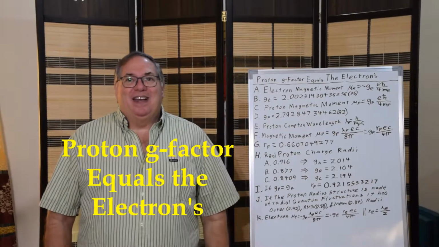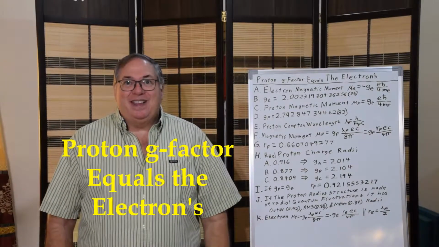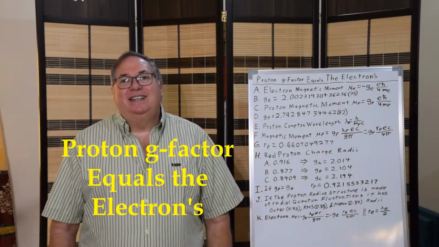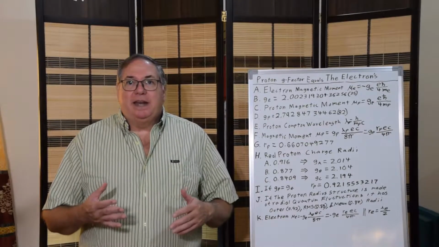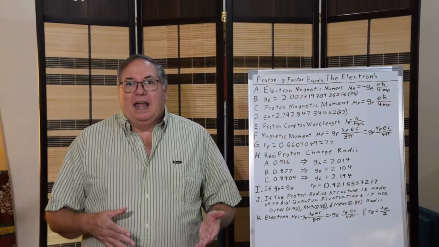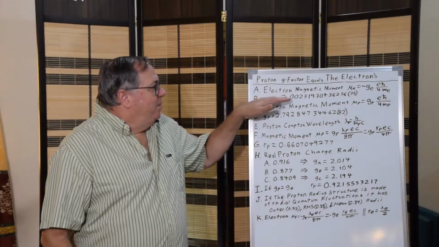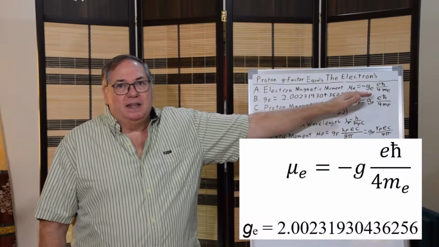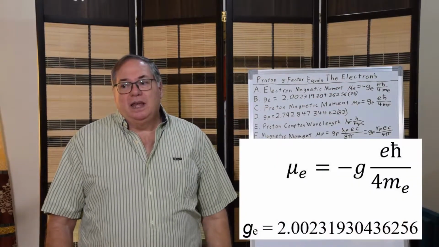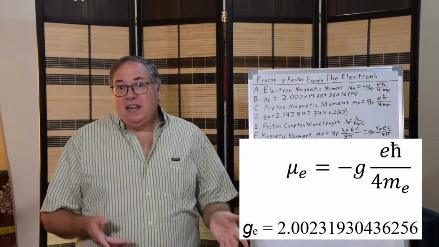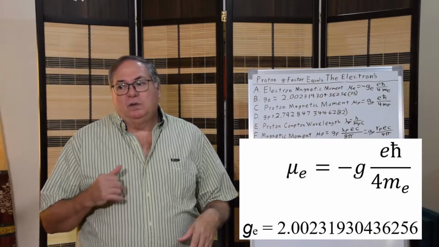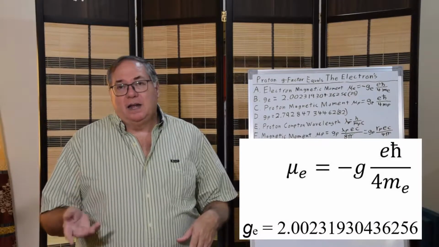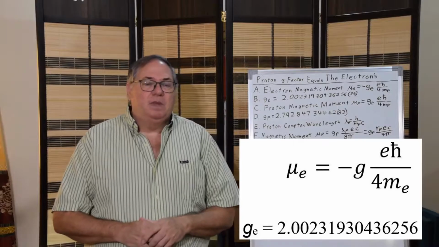Today I want to talk about how the proton's g-factor equals the electron's. If you've ever studied particle theory, then you know that g-factor is related to magnetic moment. For the electron, the magnetic moment mu equals g, the g-factor, times e h bar over 4 times the mass of the electron, me.